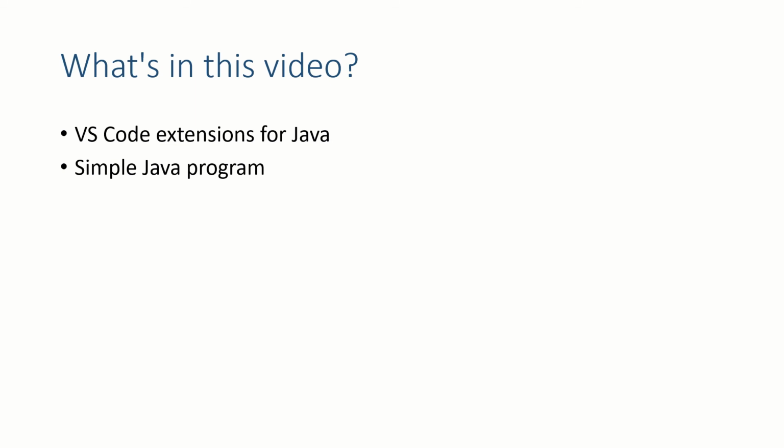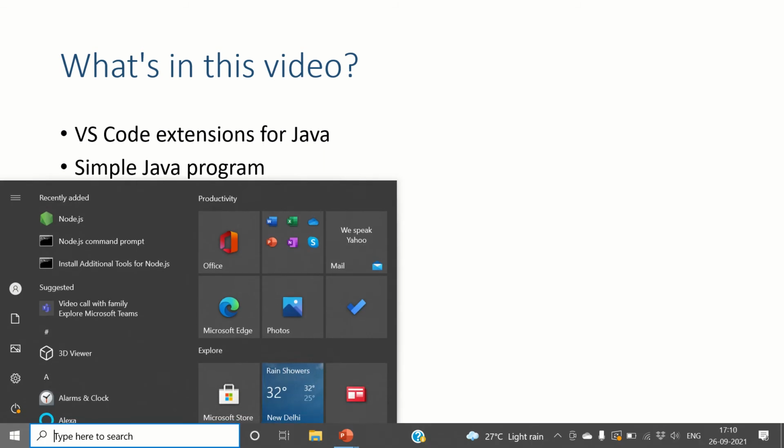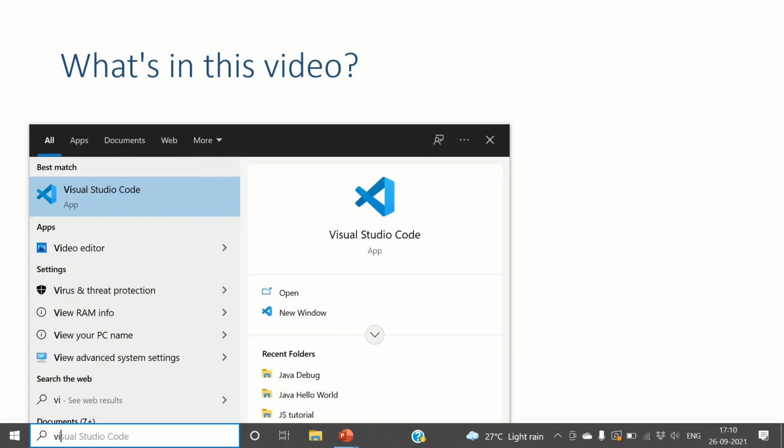So what's in this video? We will download some extensions in Visual Studio Code for Java, and then we will write a simple program. We will run it and then we will debug it using Visual Studio Code. Alright, so let's open Visual Studio Code first.